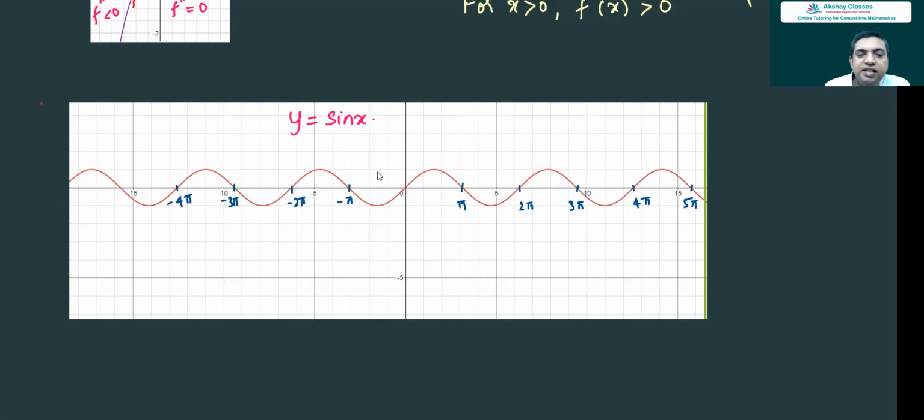Now at these points, if you draw a tangent line, this will be the tangent. The curve crosses over its tangent. And you can see at all these points, so these are points of inflection for sin x. These are points of inflection.